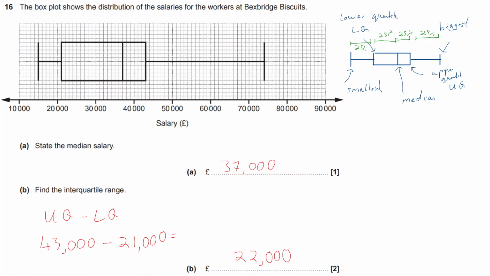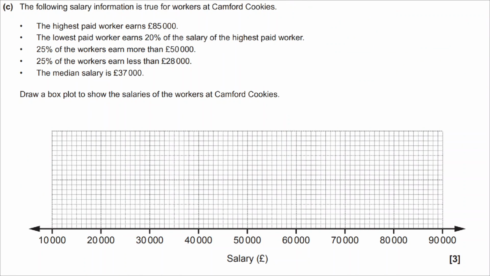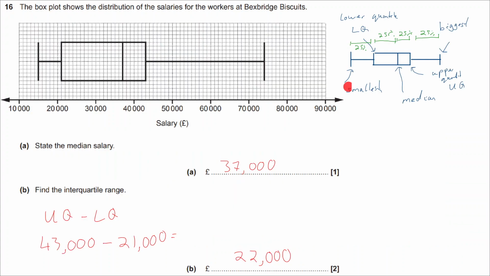Moving on. Part C. The following salary information is true for workers at Camford Cookies. Okay, so a different company. The highest paid worker is £85,000. So kind of using this diagram.